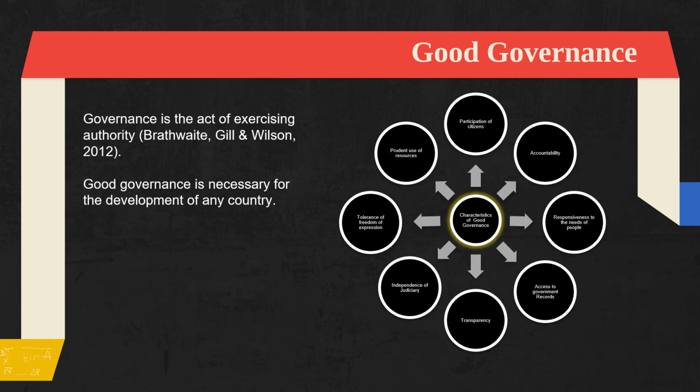Then there is good governance, which talks about the art of exercising power, and it is so important for development because it talks about transparency of the government, how the government allocates resources, how they use their products, tolerance for freedom of expression. So good governance is important for the stability and the long-term development of a country.